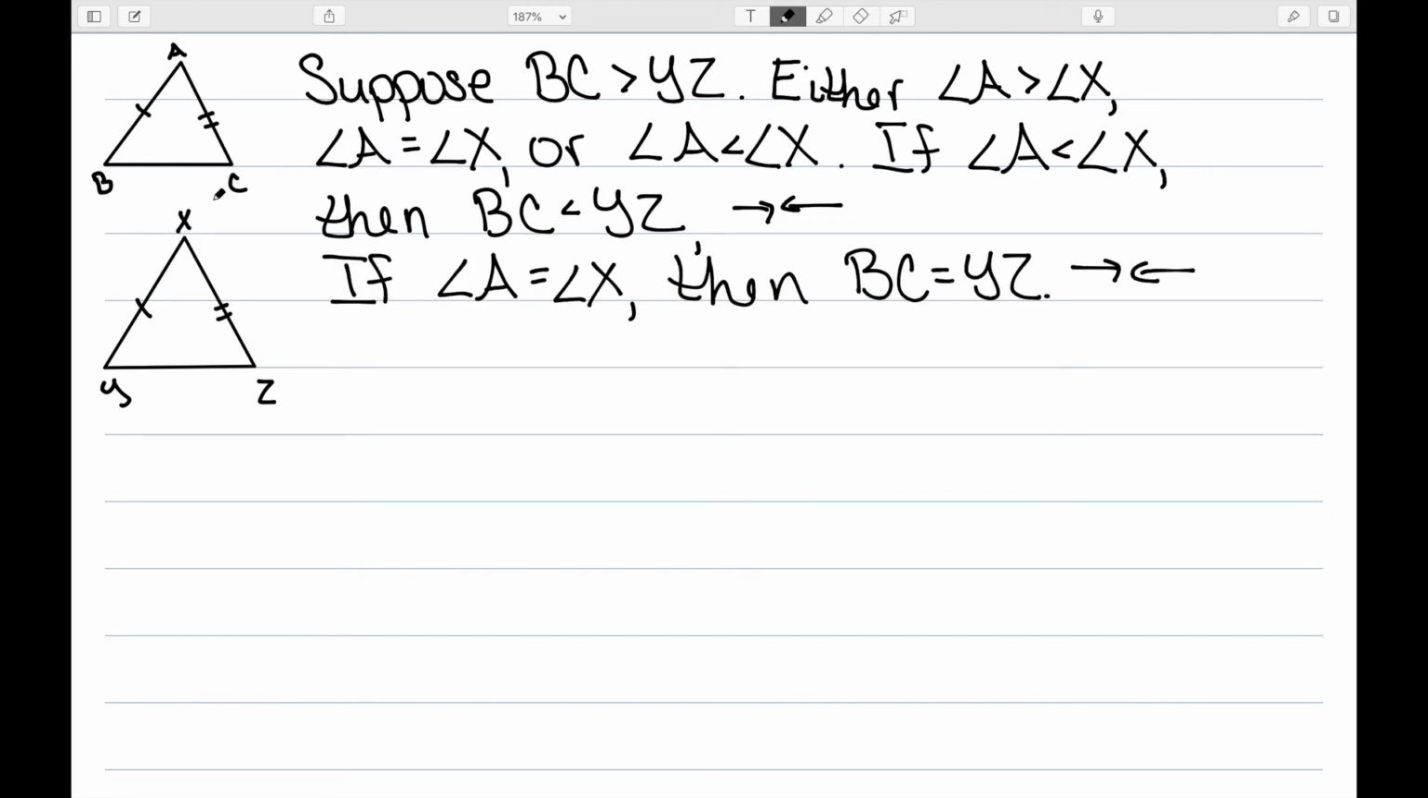If angle A and angle X are equal, then I have two sides of these triangles congruent, and the included angle is congruent. So by side angle side, these triangles would be congruent, meaning that side BC is equal to side YZ. Also a contradiction. So we must have that angle A is the larger of the two.